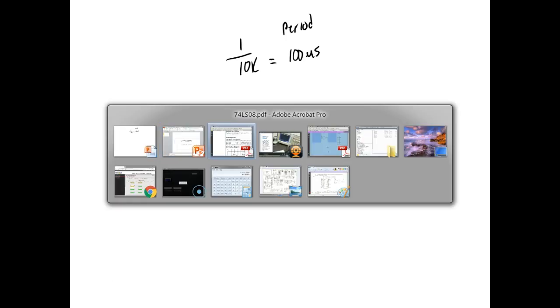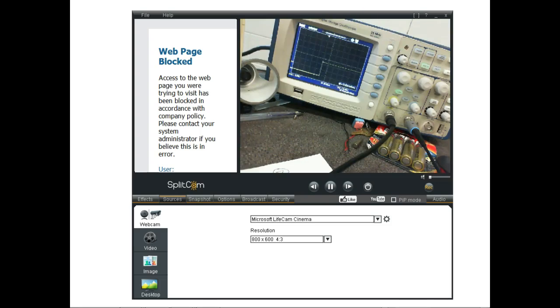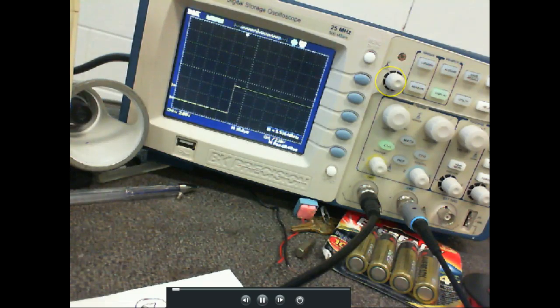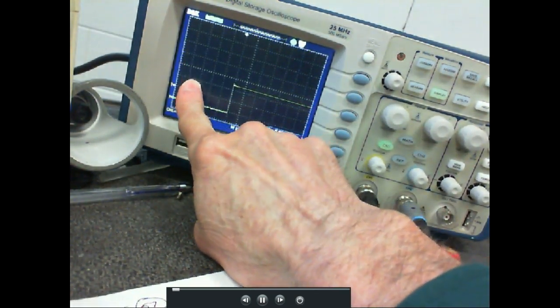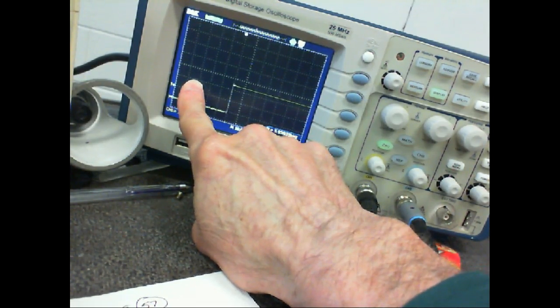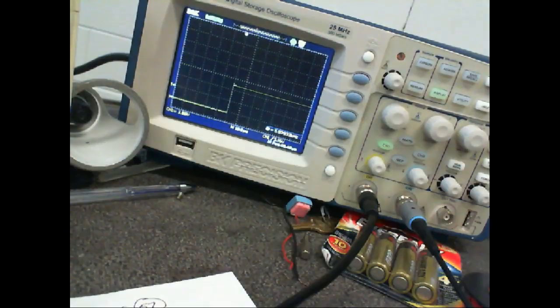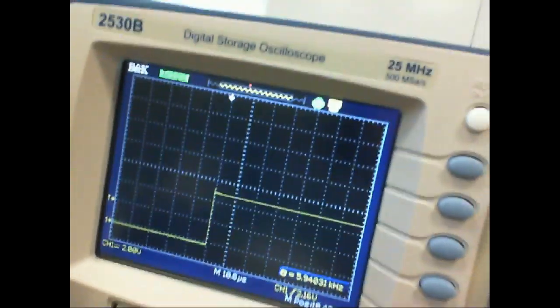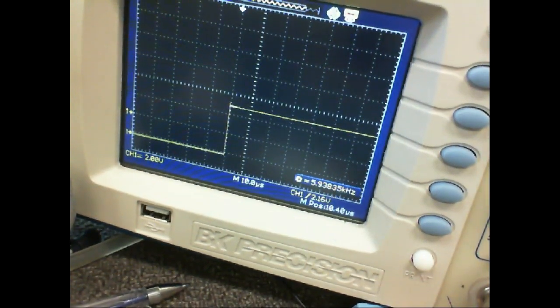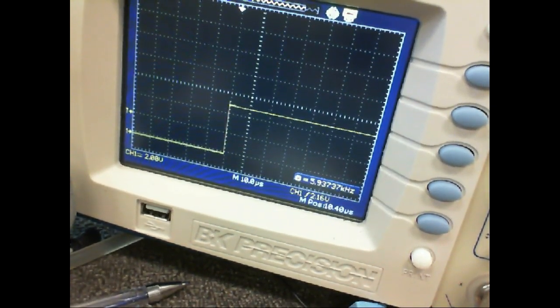So what do we want to set our scope on? We're not going to set it on 100 microseconds, because that'd be trying to put 100 microseconds inside one division, right? You understand that? So I have mine. Can y'all see what I have mine set on? I have it set on 10 microseconds. So how many divisions do I want? 10, you know.